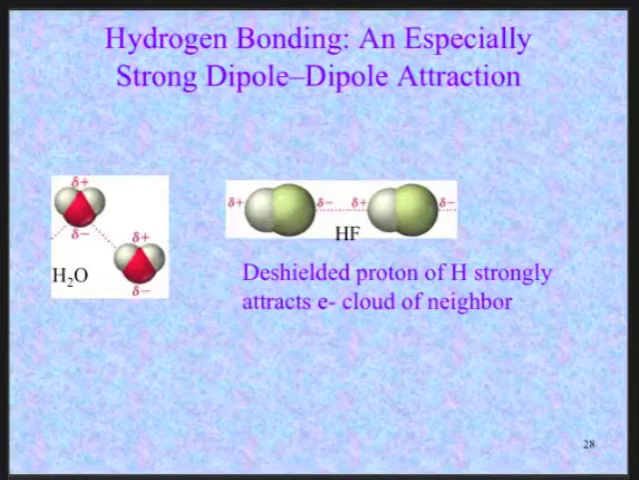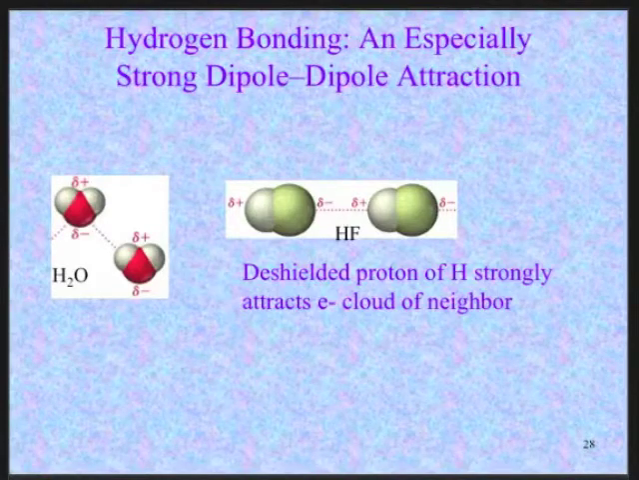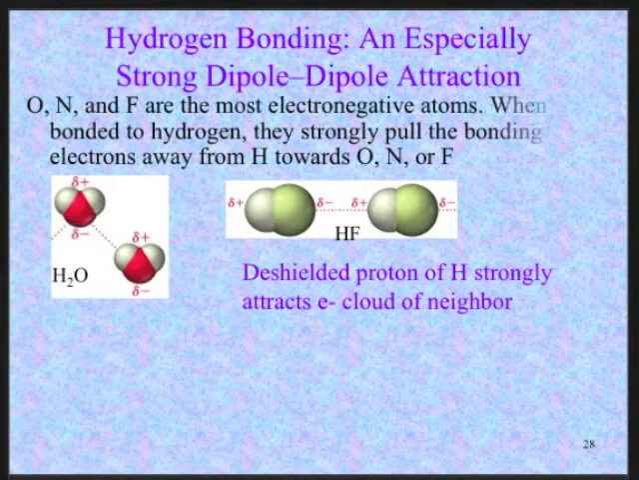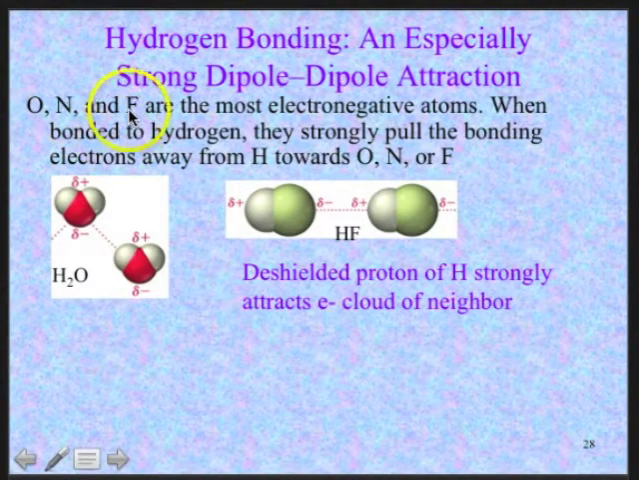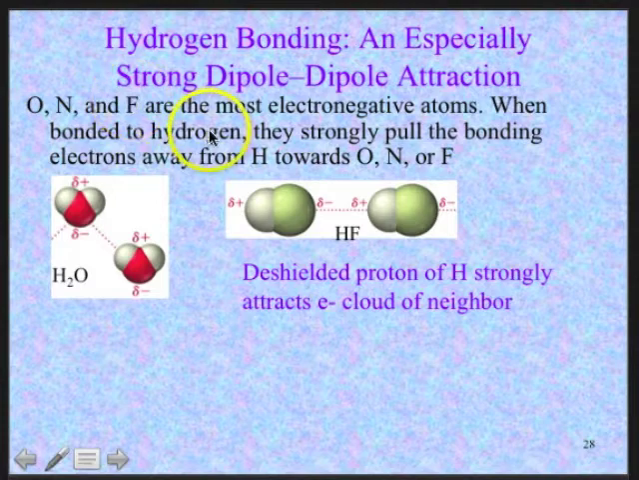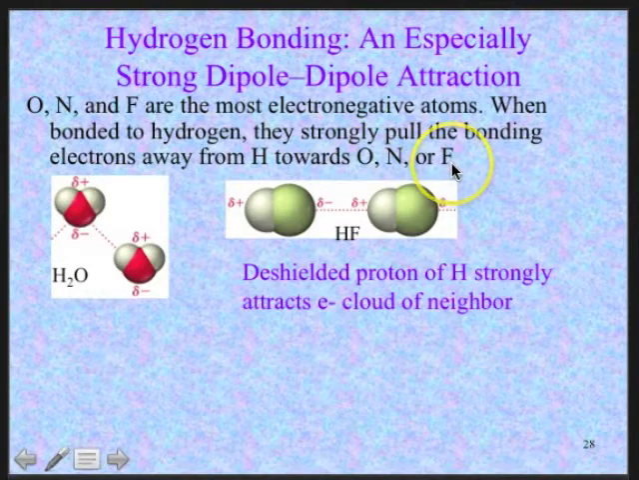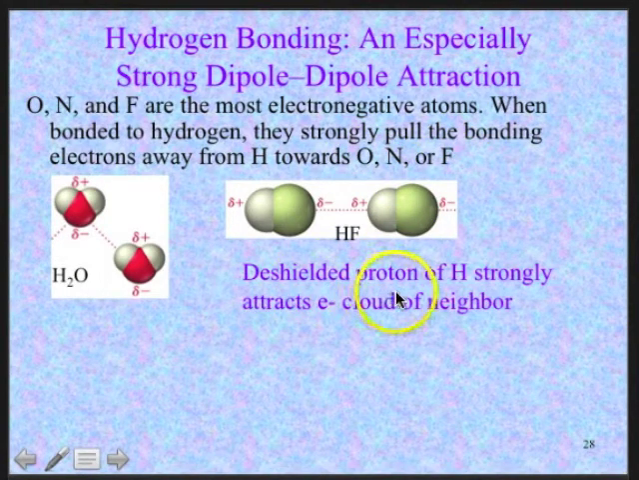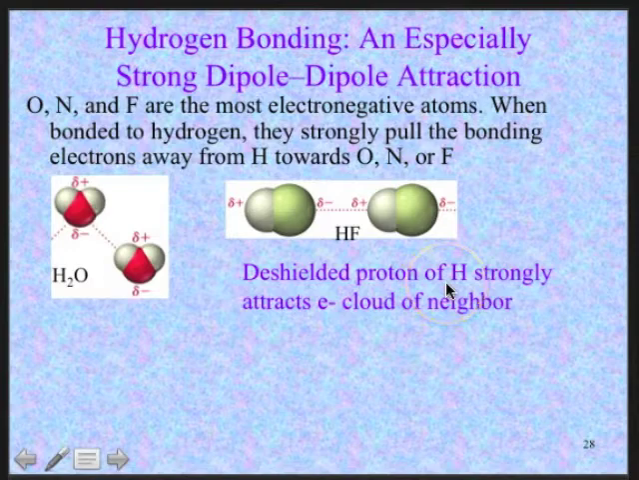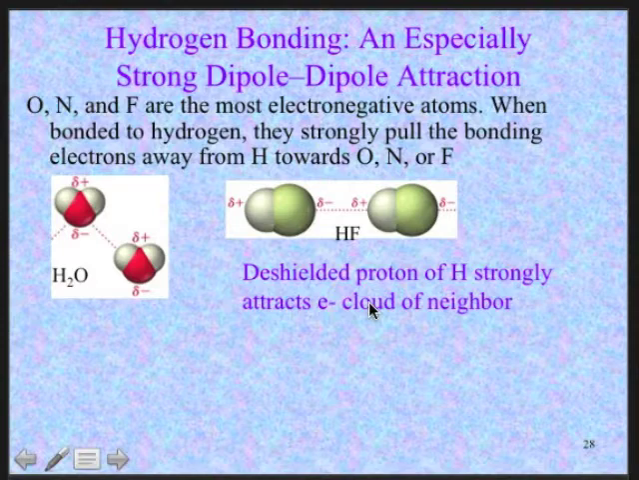Now, hydrogen bonding is an especially strong type of dipole-dipole attraction, and it occurs when hydrogen is bound to either oxygen, nitrogen, or fluorine. These are the most electronegative atoms, and when bonded to hydrogen, they strongly pull the bonding electrons away from hydrogen towards oxygen or nitrogen or fluorine. So the deshielded proton of hydrogen is strongly attracted to the electron cloud of a neighboring molecule.